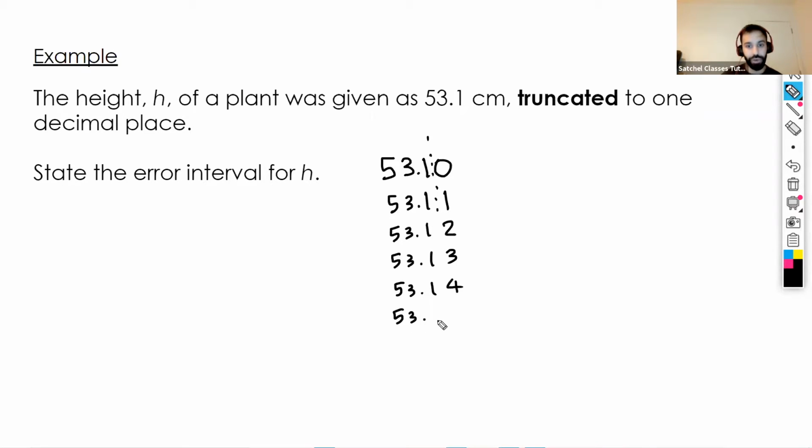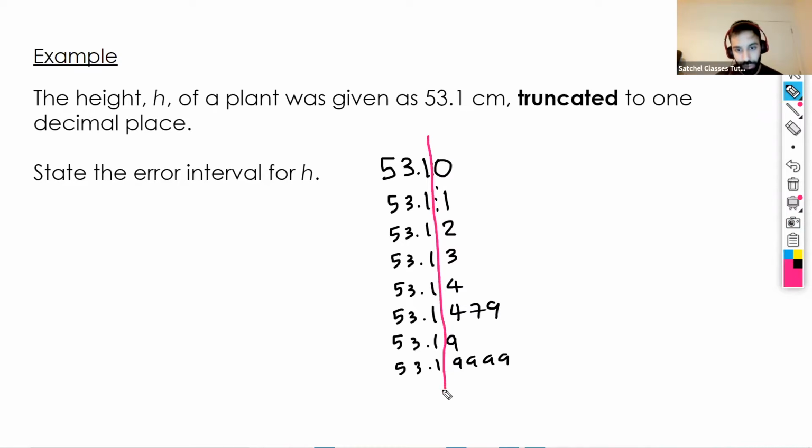It could have been 53.1479. Could have been 53.19. It could have been 53.19999. All of these numbers would truncate to 1 decimal place as 53.1. And the smallest possible value, our lower bound, would therefore be 53.1 or 53.10. So the height of the plant is greater than or equal to 53.1. Hence why we write the less than or equal to sign here.